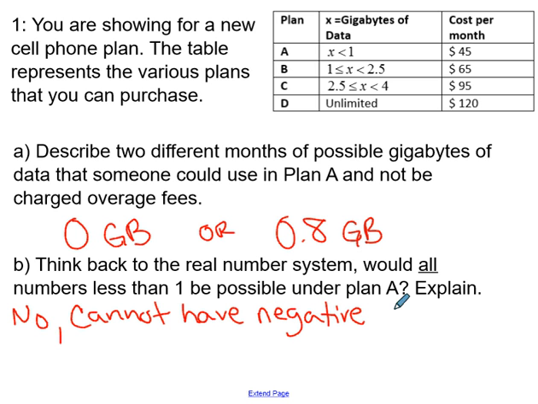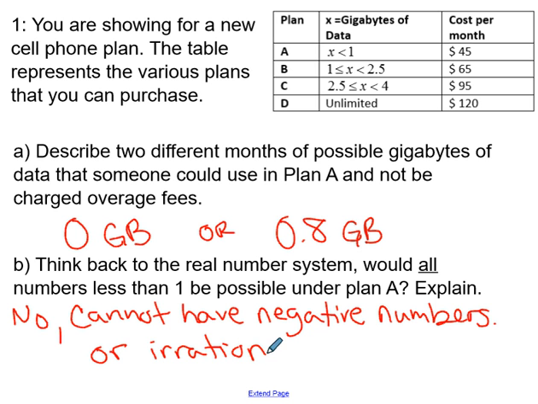Negative numbers. Okay, they don't make sense. There's also one other type of number that does not make sense. The other type of number, you remember irrational numbers, irrationals. So we can't have negative numbers or irrational numbers.